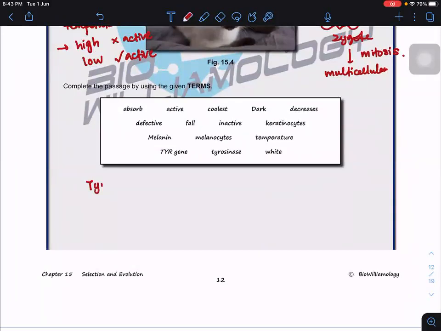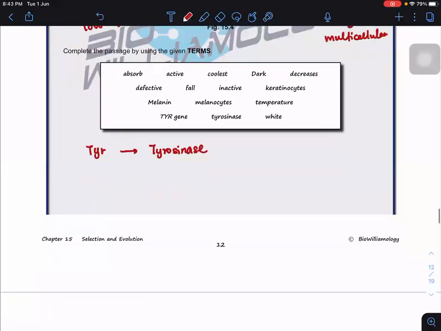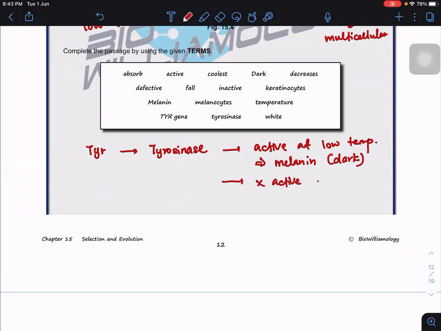This TYR gene codes for the tyrosinase. This tyrosinase is only active at low temperature. So at low temperature it is active, which means there is melanin production, and it gives us a dark spot. And this tyrosinase is inactive at high temperature. Therefore, low or no melanin production, so no dark pigmentation. Therefore, it gives us the white fur. Are you clear? Okay, yeah.